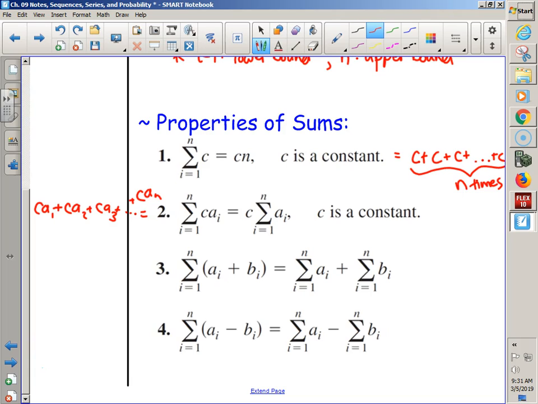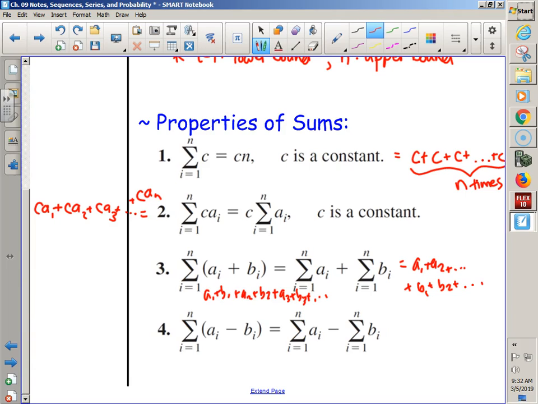Number 3. If I had sigma of A sub I plus B sub I, wouldn't that be A1 plus B1 plus A2 plus B2 plus A3 plus B3 plus, all the way up to AN plus BN? But what can I do with sums? Rearrange to get all the A's plus all the B's. So the associative property also works with sigmas, which is kind of cool, because it'd be A1 plus A2 plus B1 plus B2. Anyway, that makes sense.